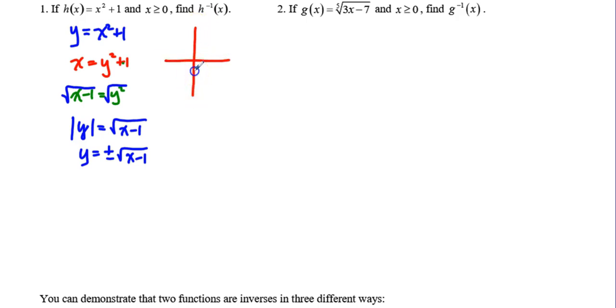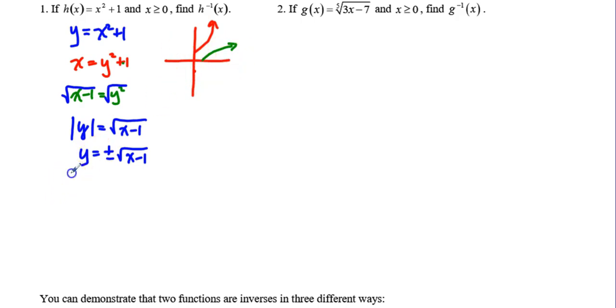My parabola would be down up here, right? It would be shifted up 1, and so my radical function would be shifted right 1, so it would be something like this. Those look like they're inverses, right? But if I keep the plus or minus, now I'm down here also, and that can't be the inverse. Those don't look like inverses right now. So I'm just going to keep the top part.